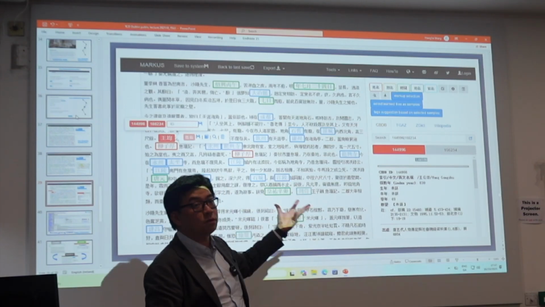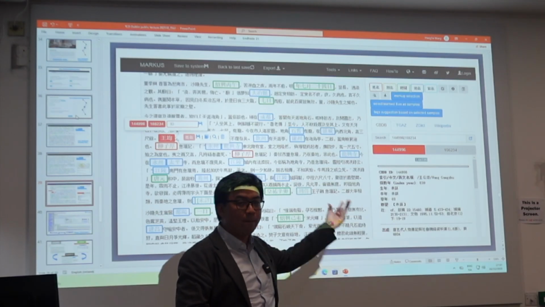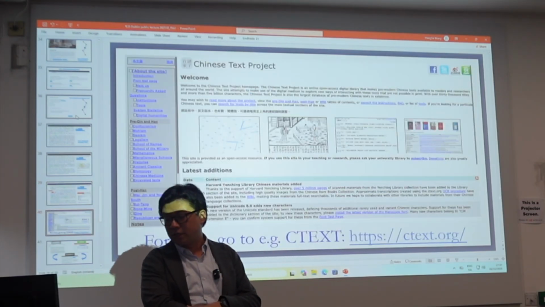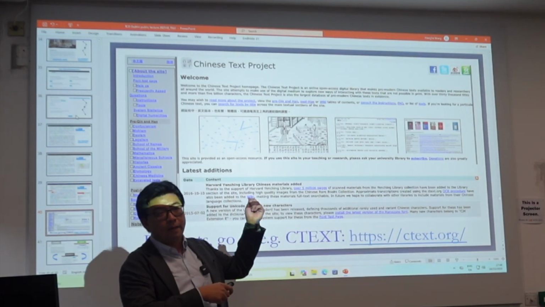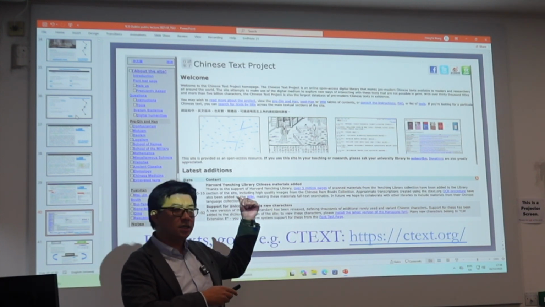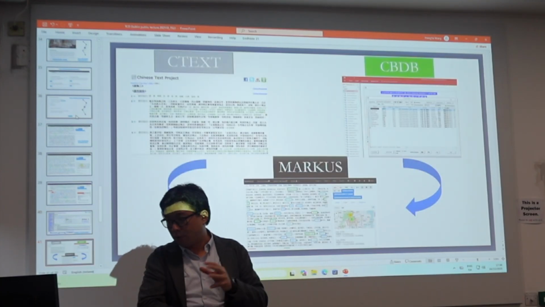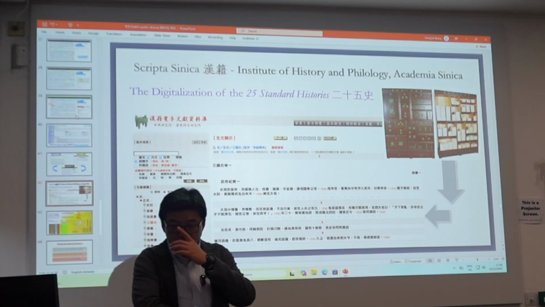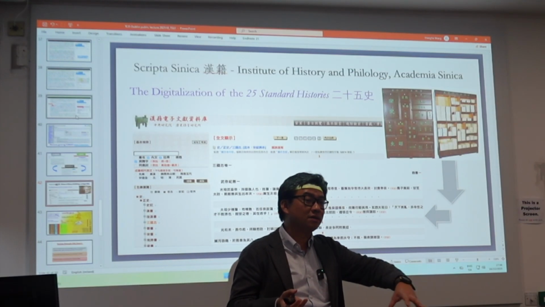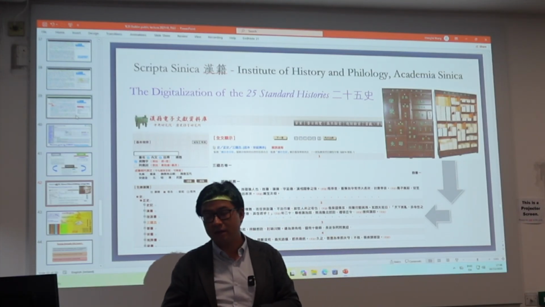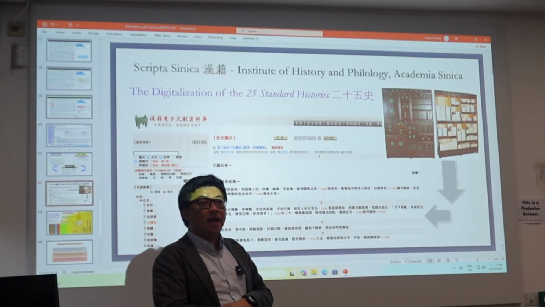And also export the marked up text as HTML or XML format or TXT formats and so on. It also has integration with text repositories such as the Chinese Text Project, cText. So there is interoperability between these systems. This, of course, builds on a long history of digitizing historical sources, text for Chinese history, including primarily the 25 standard histories done at Academia Sinica.